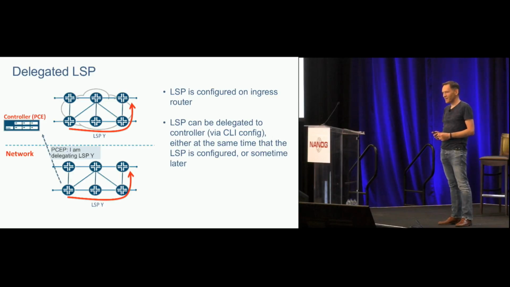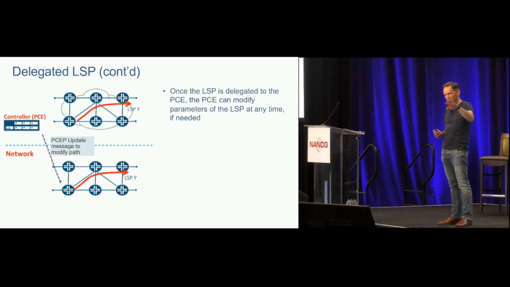And then over the lifetime of the LSP, the controller can modify the path of the LSP as needed, for example, to avoid congestion or to allow maintenance on a node that the LSP passes through. And so to do that, it would send a PCEP update message to the ingress router saying, this LSP, I want to change its path from ABC to XYZ. And so the ingress router responds by modifying the path accordingly.